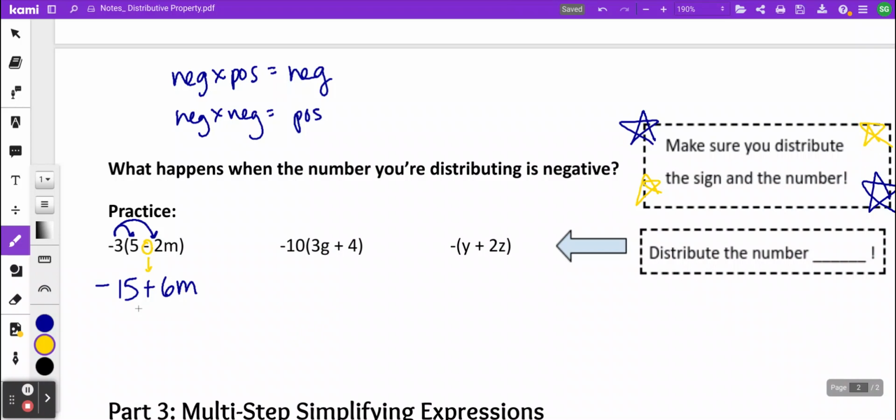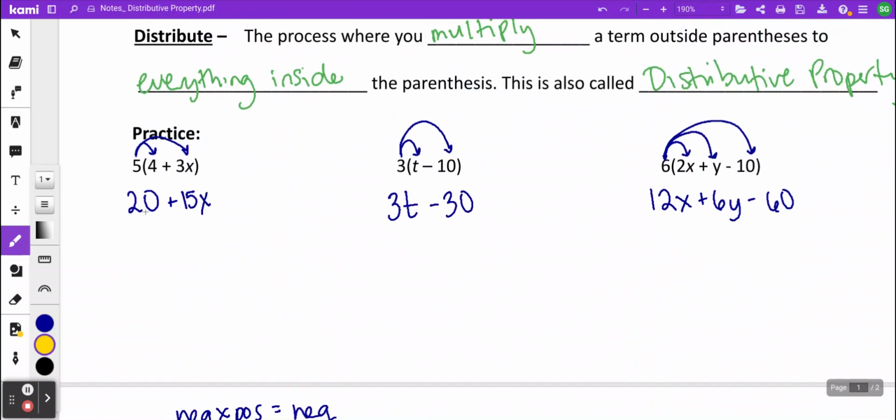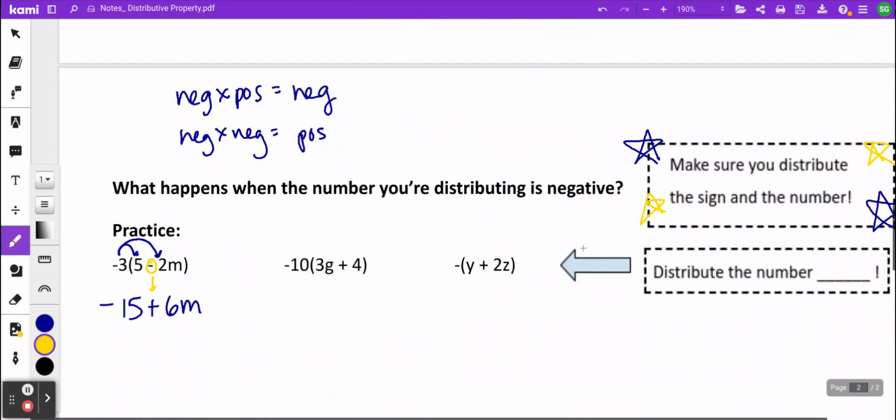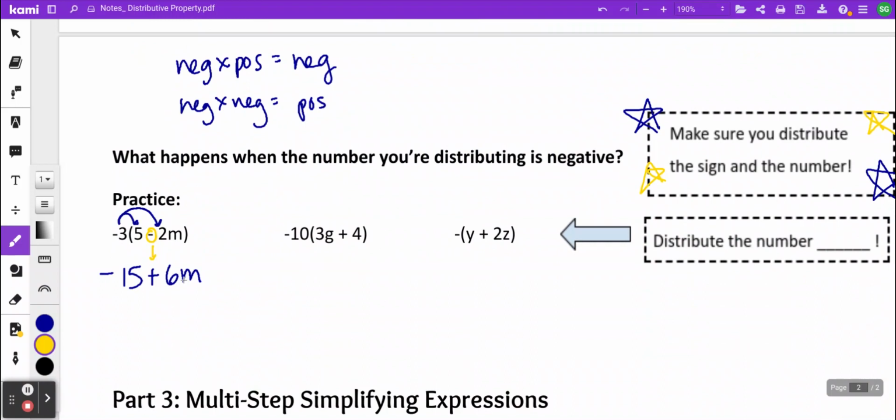Something we didn't mention earlier, but I'm going to mention now is notice I'm also not combining negative 15 and 6m. Why am I not doing that? Why didn't I add any of these together, like the 20 and the 15x, the 3t minus 30? It goes back to what we said yesterday with combining like terms. I can't add or subtract any of these because they aren't the same term. I've got variables and numbers. Here with the 12x and the 6y, they're different variables. And here with my negative 15 and my 6m, we've got a number and a variable. I can't combine those. So this is as simplified as it gets.